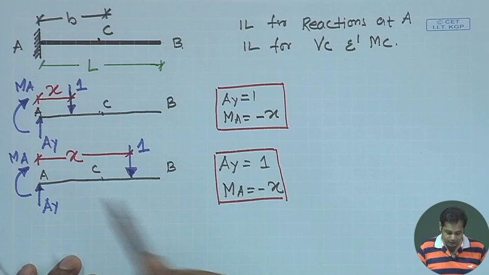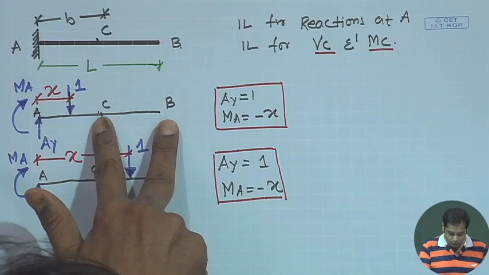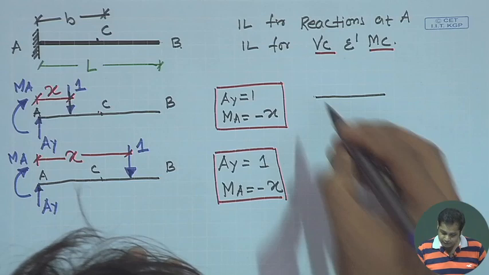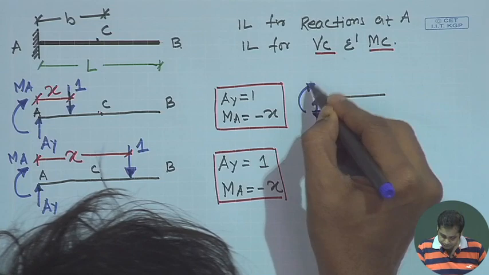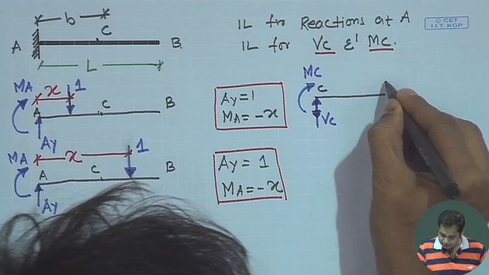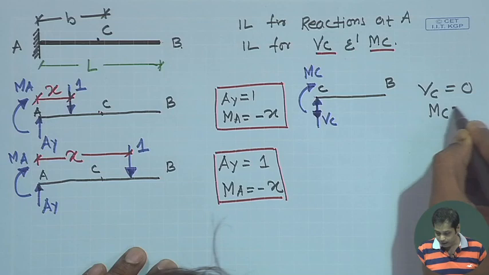Now, let us find the shear force and bending moment at C. Consider this case and draw the free body diagram of CB. What are the forces we have? We have shear force, which as per our sign convention will be up, this is V C, and this is M C. This is C, this is B. Now, there is no load acting on it. So, automatically we can say that V C is equal to 0 and M C is equal to 0.